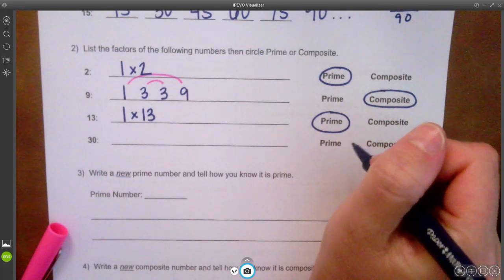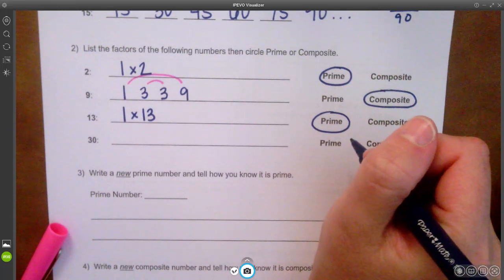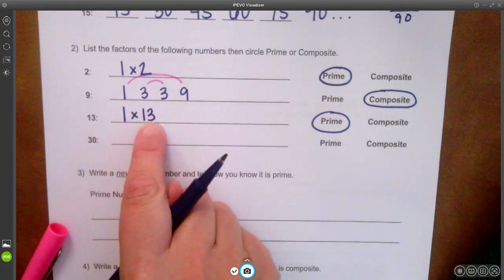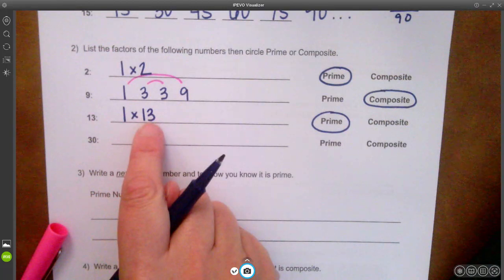All right, the only way to get 13 is 1 times 13, which makes 13 a total prima donna. Ready? 13 is a prime number. 1, 2, prima donna. And the reason we say 1, 2 is because it has 2 factors, 1 and itself.